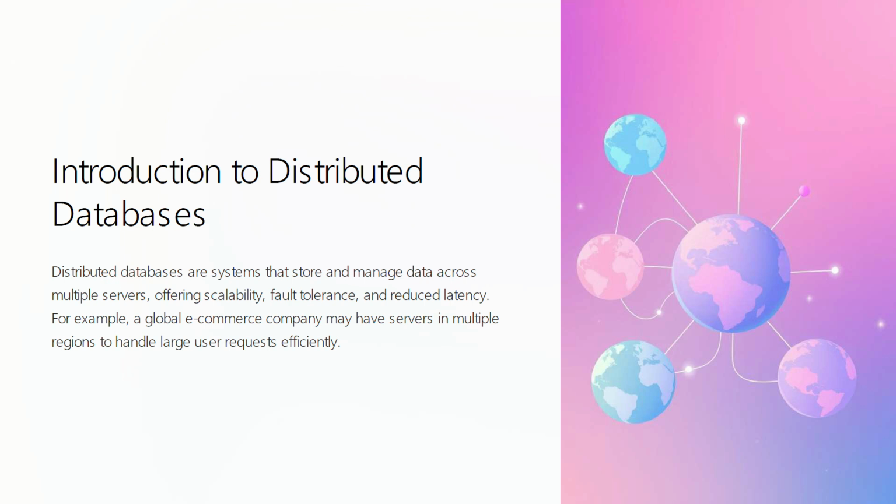Another key benefit is fault tolerance. With data stored across multiple locations, if one server fails, the system can continue operating by retrieving data from another server. This makes the databases highly resilient and critical for companies like Amazon or Netflix, where service interruptions could have significant consequences.